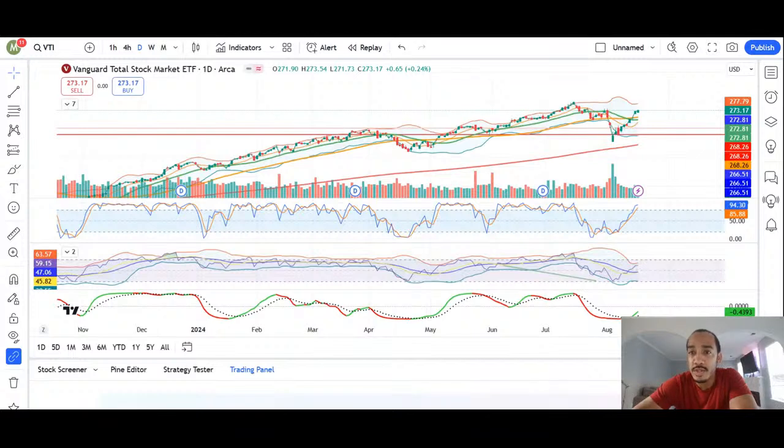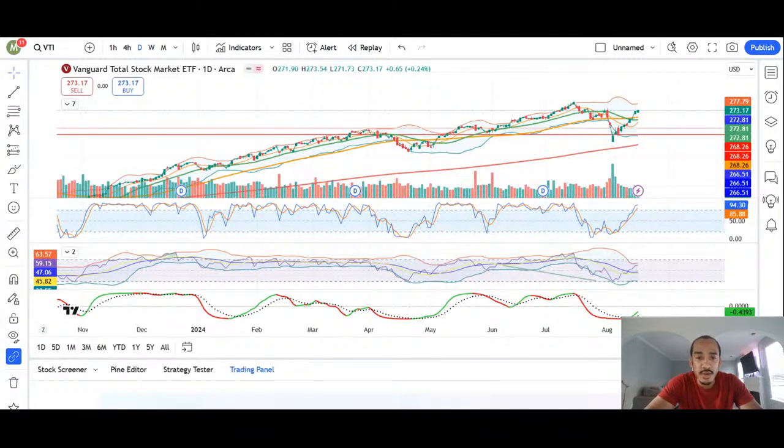Hold on, let me pull up the chart. And hopefully y'all can see this. VTI. All right, so you would really want to get in if you notice. Okay, we got a cross.